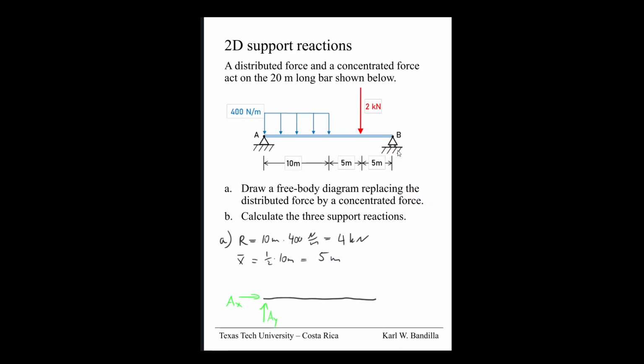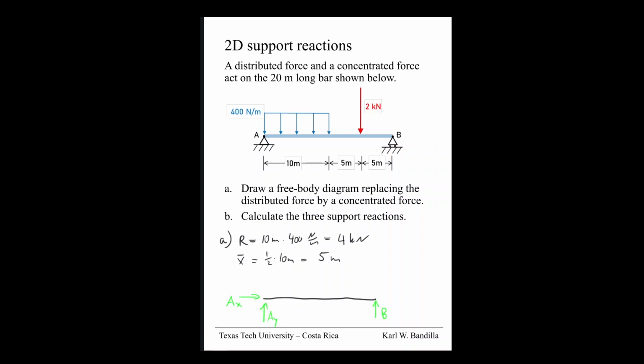On the other side, on the point B, we have a roller. Remember, the roller only takes a compressive force, right? So it doesn't stop the bar from going left or right or going up, just keeps it from going down. So in this case, we will put B here. We don't have to put BY because there's only one B.